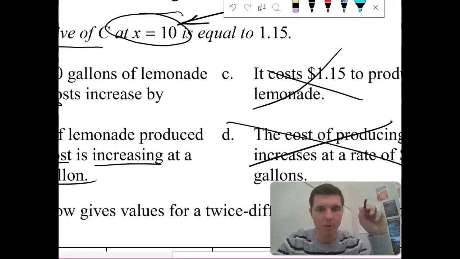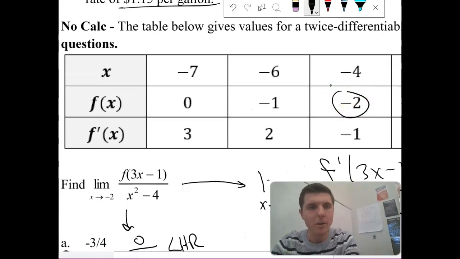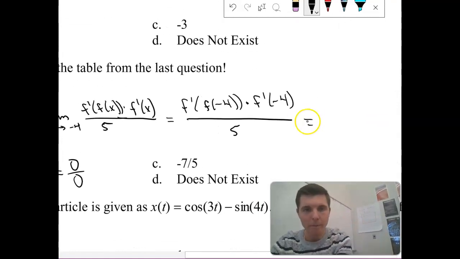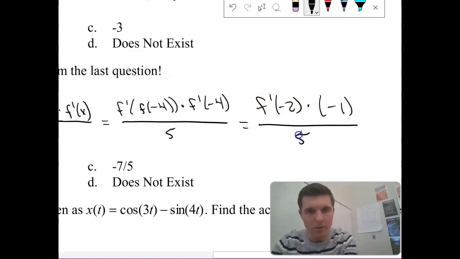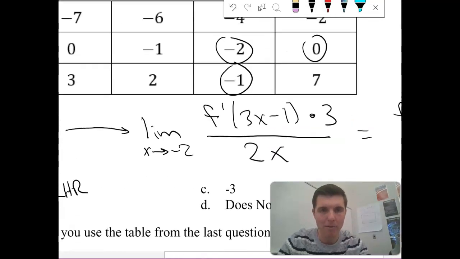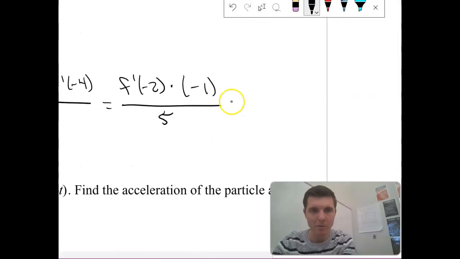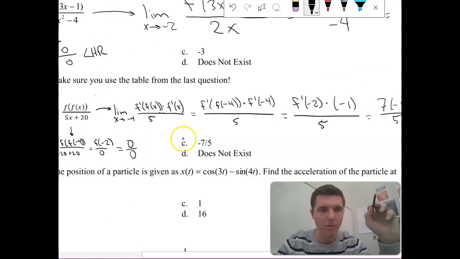So let's go up to -4 here. F of -4 is -2. F prime of -4 is -1. Let's plug both of those in here. So we get f prime of -2 times -1 all over 5. And luckily we found f prime of -2 already. We know that, or we see that it is 7. We didn't actually find that one. Mr. Vulcan's wrong there. So we get 7 times -1 all over 5, or just -7/5. Hopefully that's an answer. Yes, it's C.